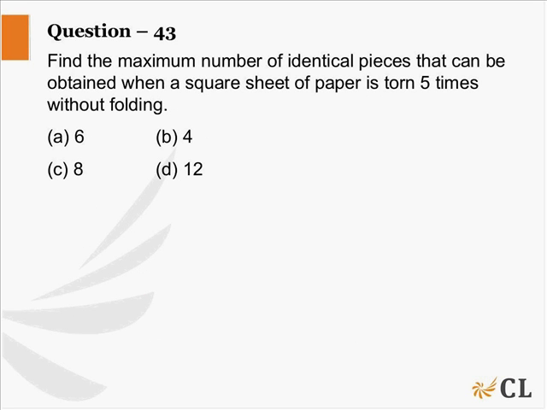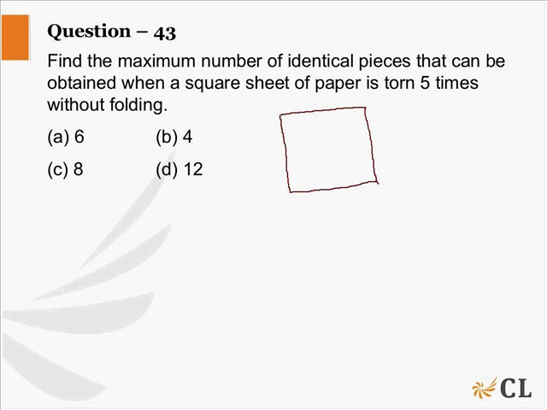Okay, moving on. 43. The maximum number of identical pieces that can be obtained from a square sheet of paper if it is torn 5 times without folding. Okay. So there is a square sheet. You have to tear it 5 times, and you have to find the maximum number of identical pieces, right?